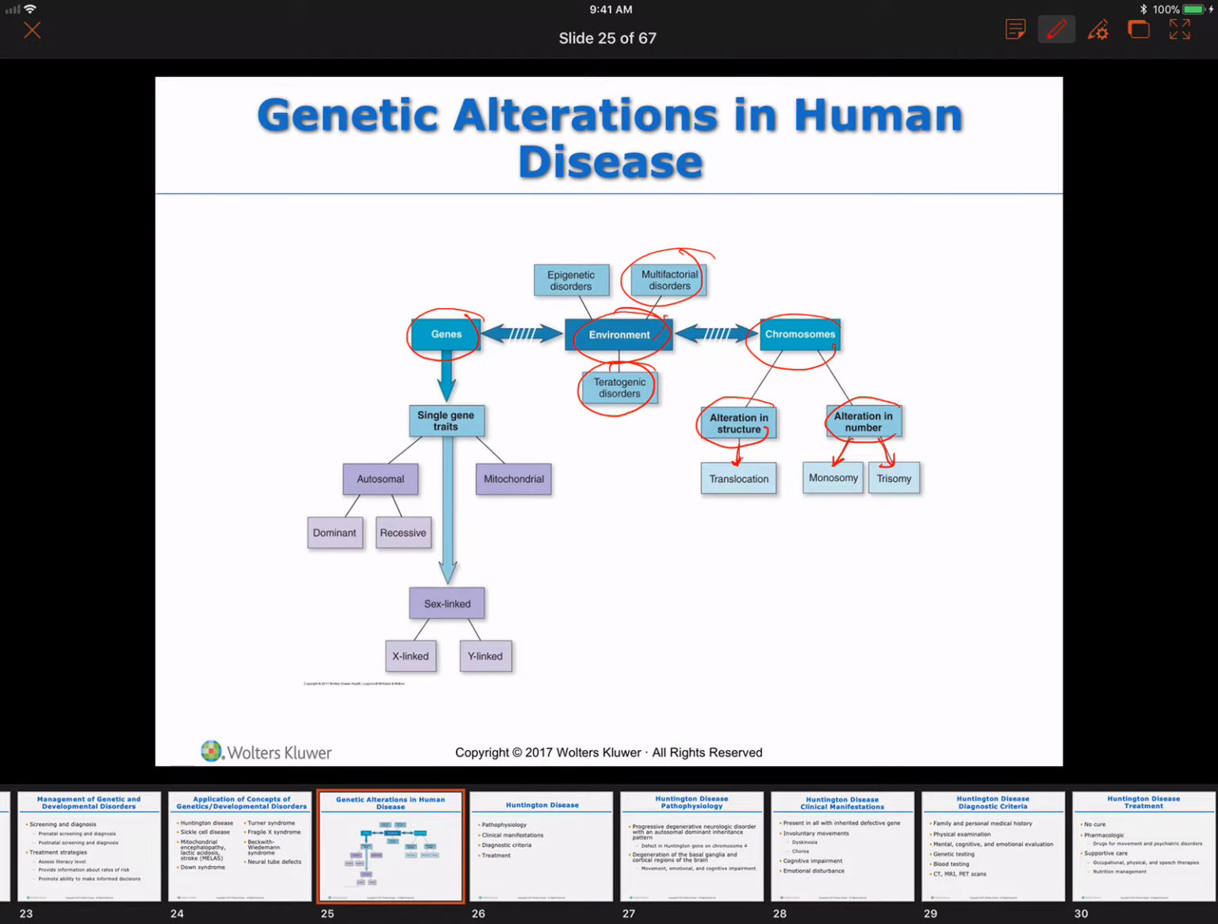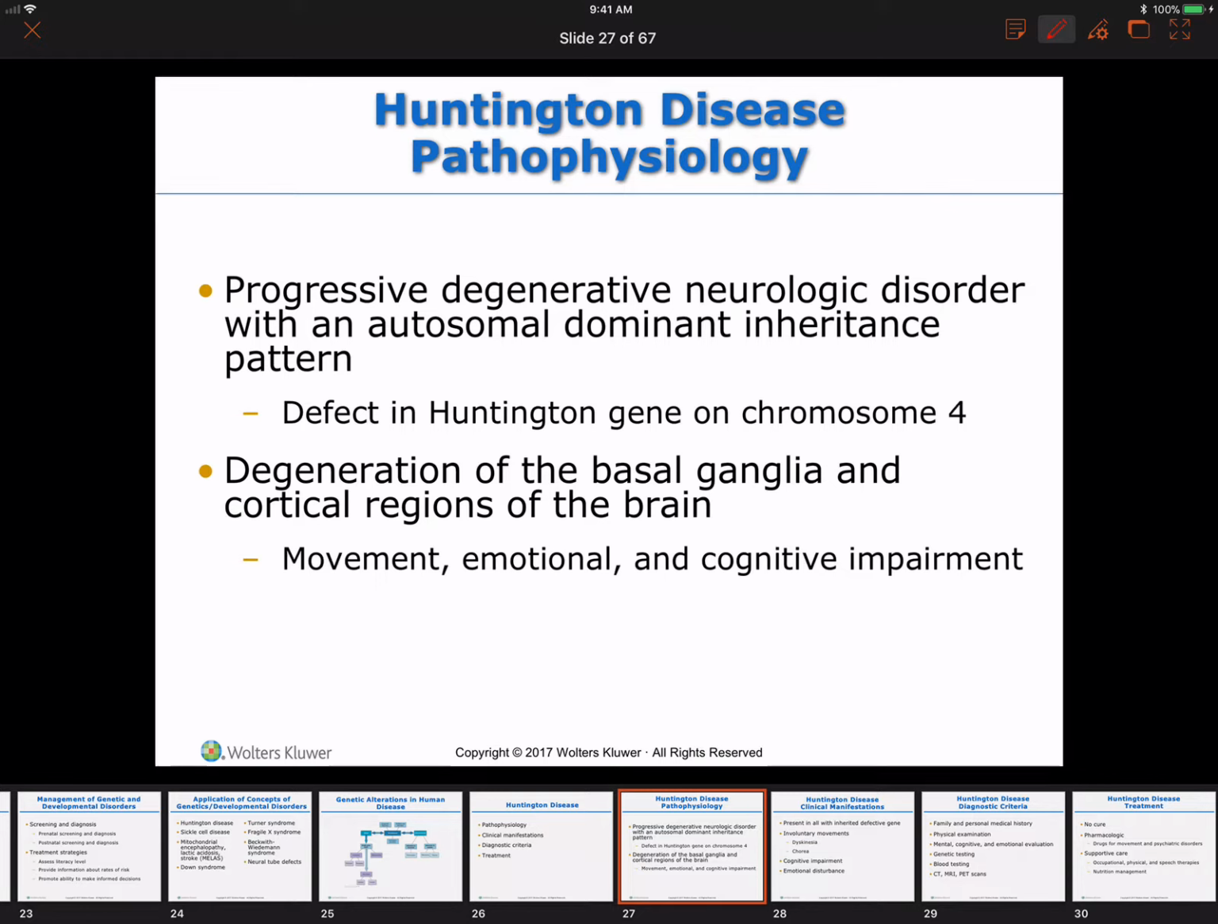At the gene level, again, we could inherit autosomal versus sex-linked, and then there is the mitochondrial type as well. So let's start with Huntington's disease. What is Huntington's disease? It's a progressive degenerative neurological disorder. It's autosomal dominant, so, I'm sorry, I meant to say 1 copy is required to express the disease. The defect is in the Huntington gene, and that gene is located on chromosome 4.